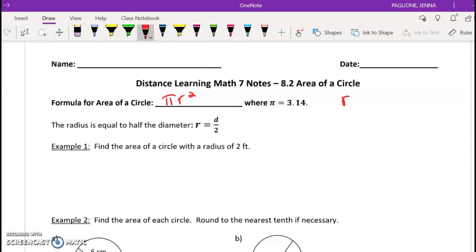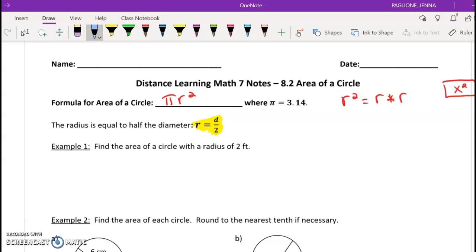Now r squared is r times r, but you do have a squared button in your calculator. It looks like x squared. So I'll show you where that is on the computer calculator. And then if you have any questions on your personal calculator, you can ask me during your live sessions. Now, this is the radius. So we might have to use this formula if they gave us the diameter. We might have to cut the diameter in half. Diameter divided by 2 is the same thing as the radius.